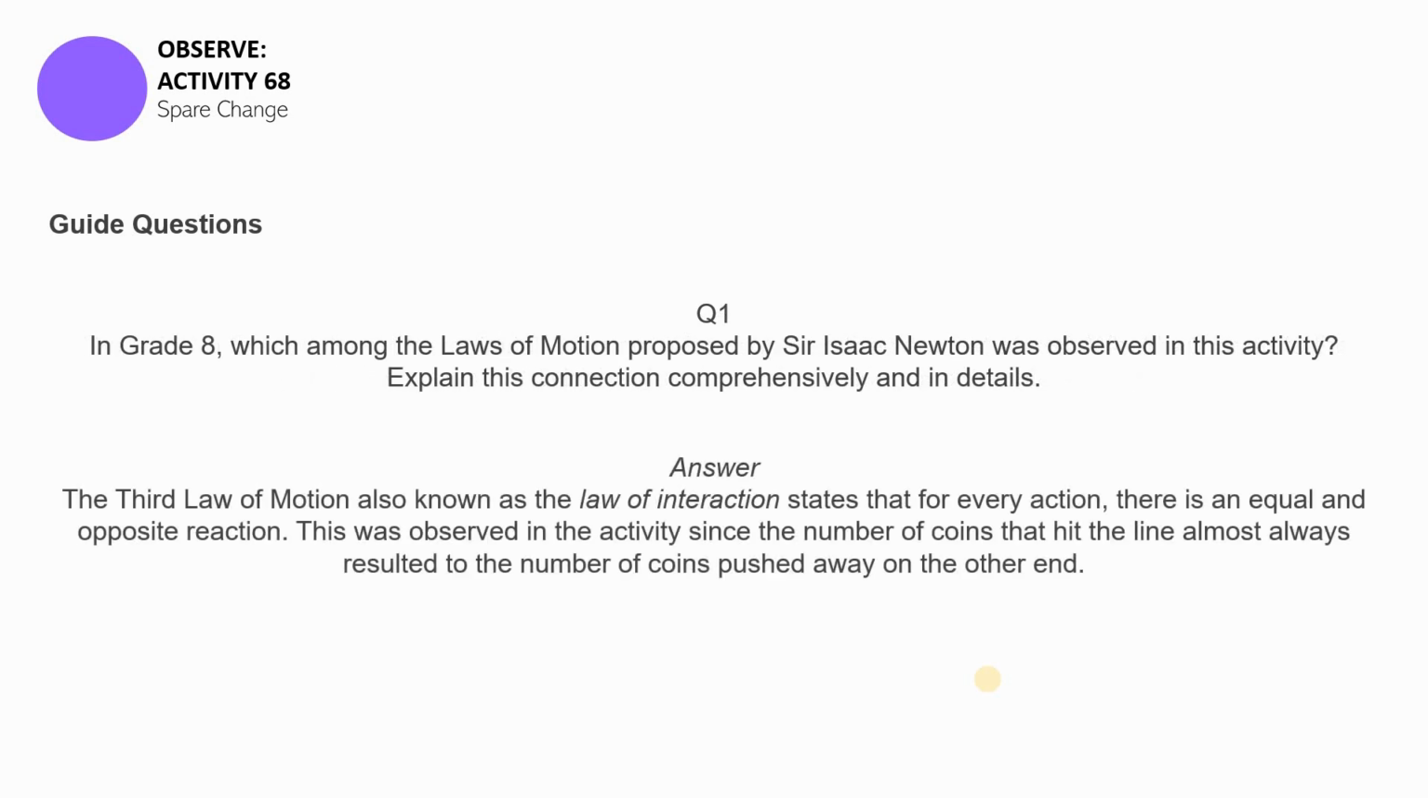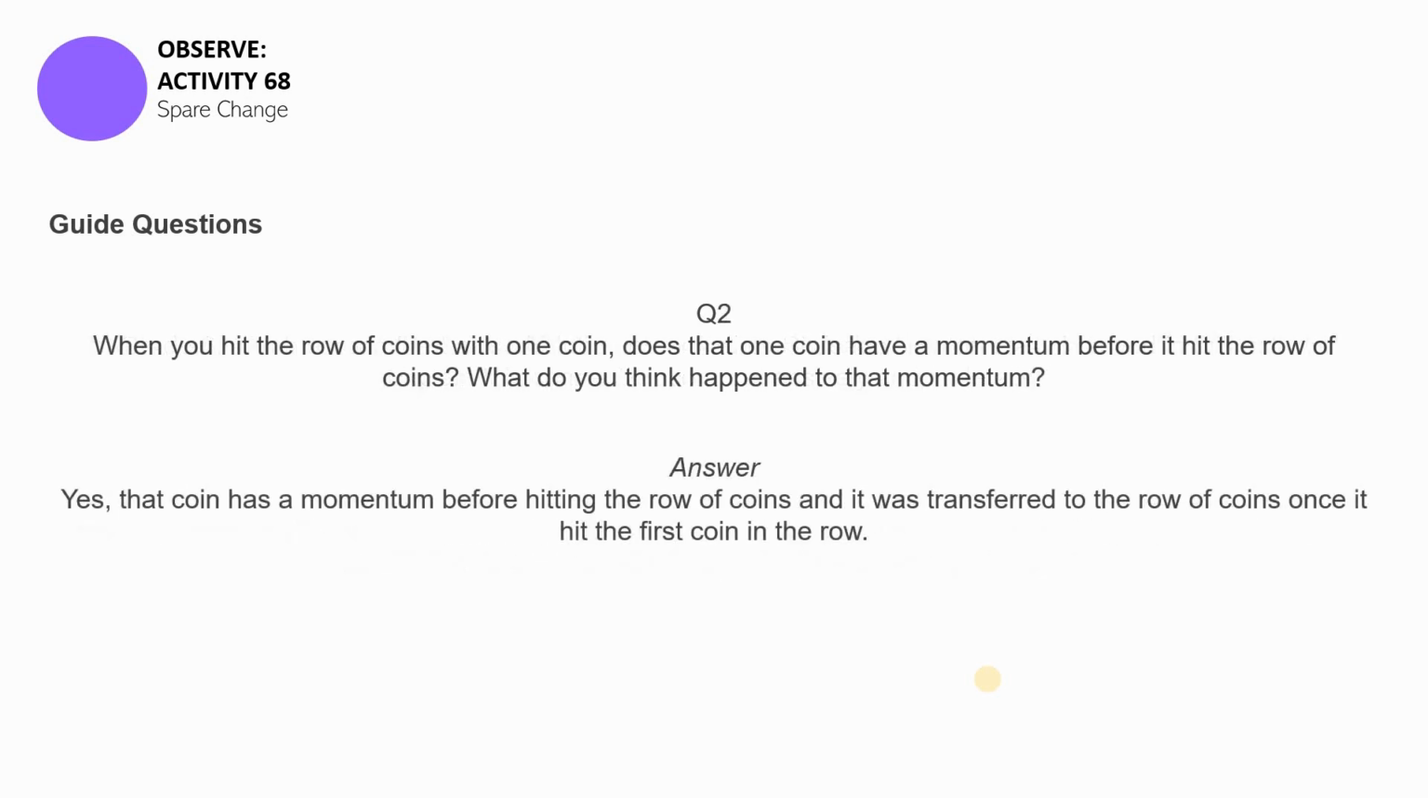Okay, so for question number 1, the correct answer is it's the third law of motion. It's also known as the law of interaction. And it states that for every action, there is an equal and opposite reaction. Now, observe ito dun sa activity since the number of coins that hit the line almost always resulted to the number of coins pushed away on the other end. Halimbawa, when you pushed one coin towards the row, only one coin on the other end was natanggal. Pero when you properly do it, you push 2 coins towards the row, that will surely push 2 coins on the other end. Ayan.